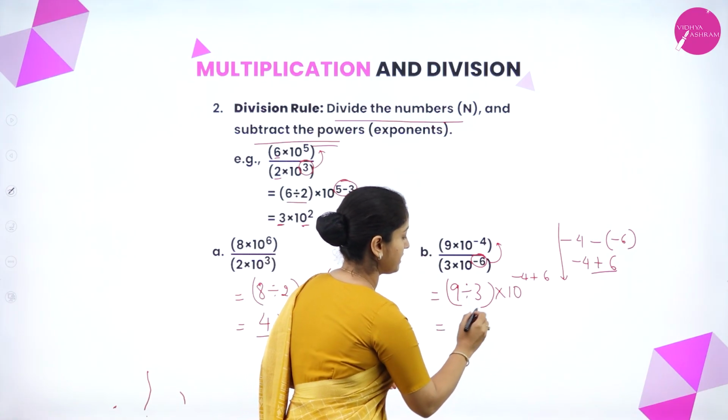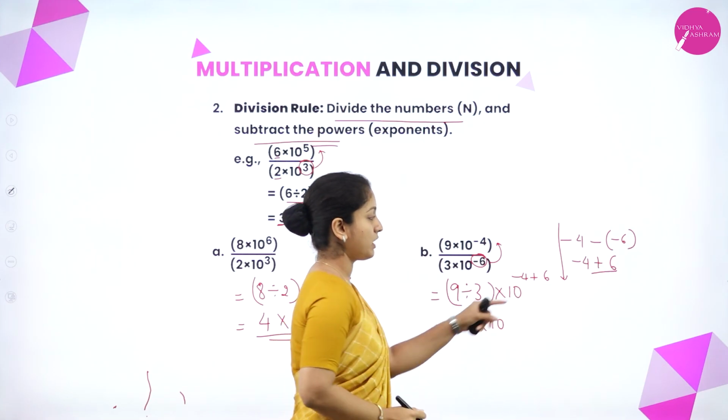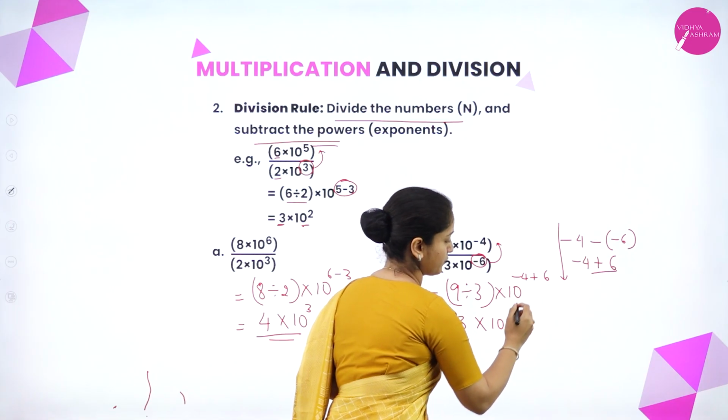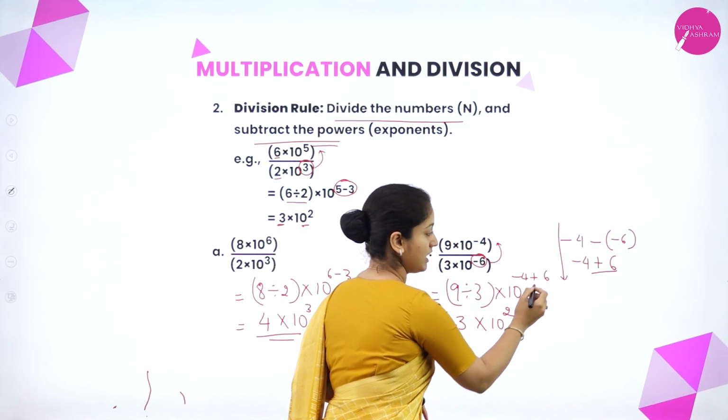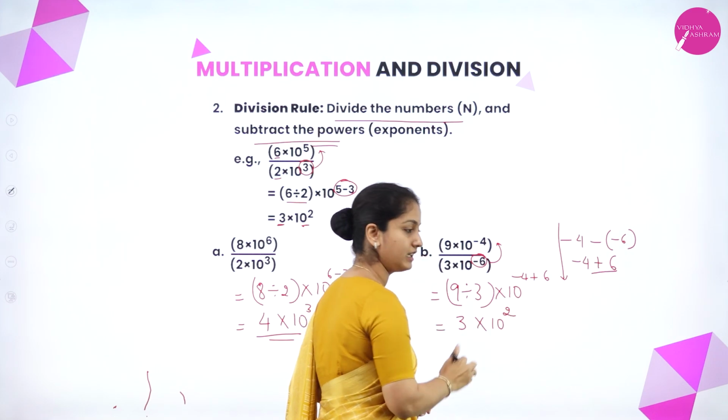Now 9 divided by 3 is 3 into 10 power. You have to subtract because there are opposite signs. 6 minus 4 is 2, and so here the greater number is 6 having a positive sign.